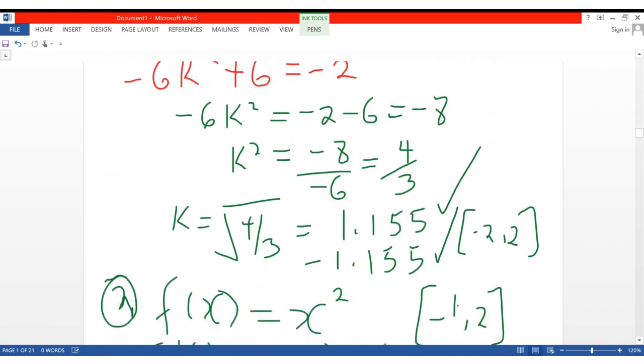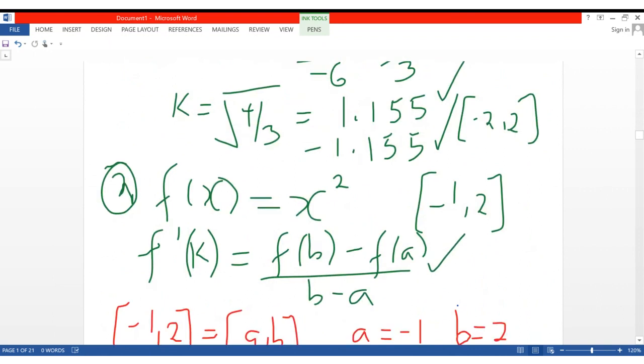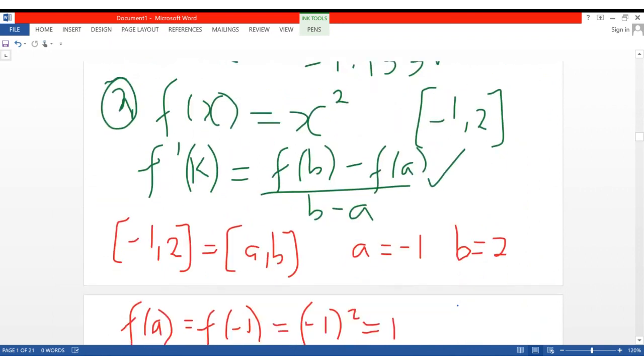We said again for the wording, we must start by saying that f of x is a polynomial, so it is continuous on the interval negative 1, 2, and differentiable on the open interval negative 1, 2. So that is the wording that you have to put before you go to the formula. Then again, you come to the formula, it is not still changing. You come to the interval negative 1 and 2, you do a direct correspondence. So our a is negative 1 and our b is 2.